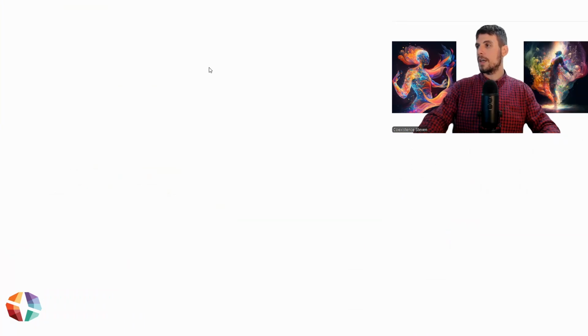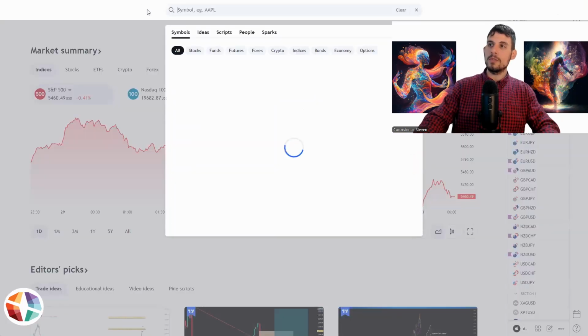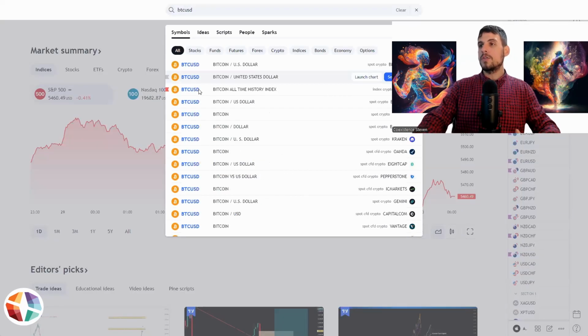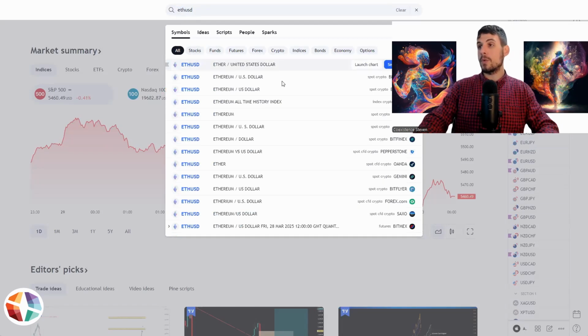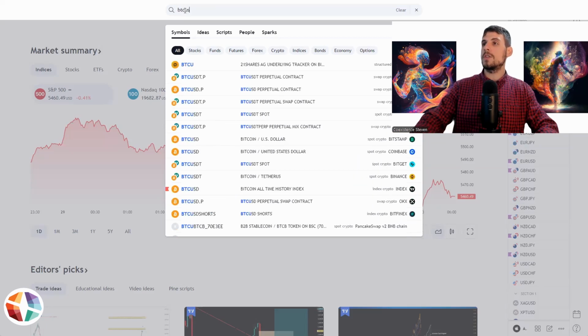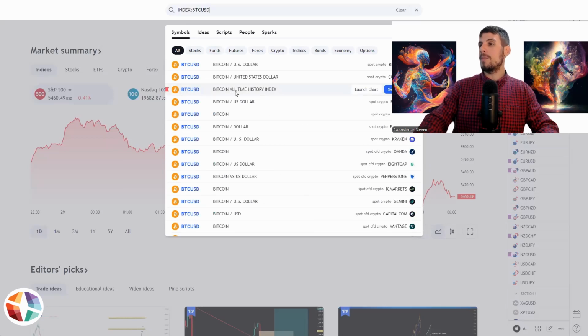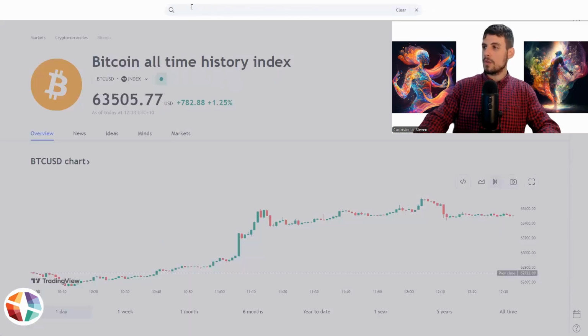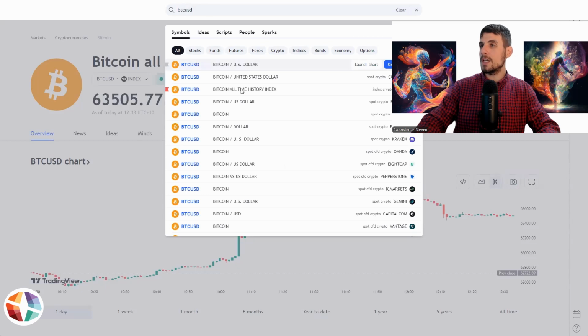So this is TradingView here. And so all that you would do is, in the little search button here, type BTC USD, so Bitcoin to US dollar. So you would have ETH USD, so it'd be Ethereum to the US dollar. See here, it's got Ethereum to US dollar, and it's got all these different ones here. So they'll be on all the different exchanges. And so what I like to use is BTC USD, the all-time history, so I can see everything from the beginning of time. So then when you go here, BTC USD, and then launch chart.